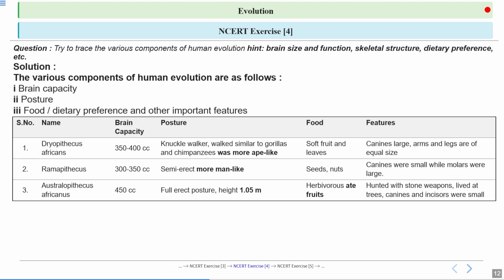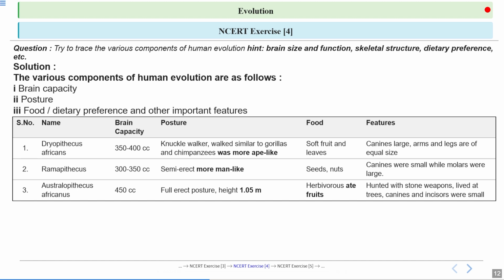What was their dietary preference? They were vegetarian. They fed on soft fruits and leaves. What were the other features? They had large canines, and arms and legs of equal size.